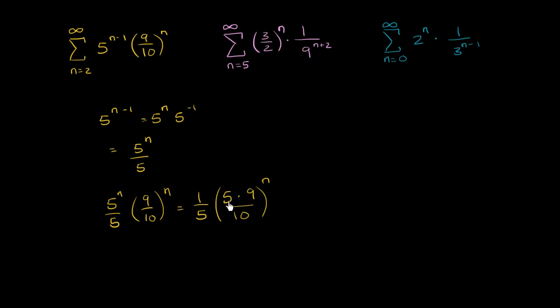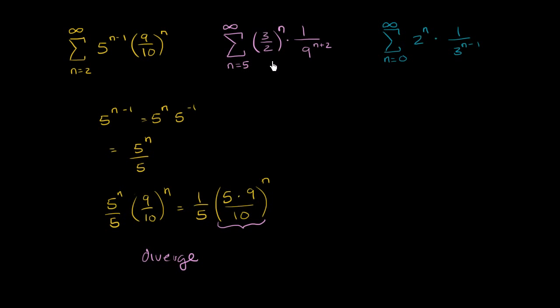And now the common ratio becomes a little bit more clear. This right over here won't be our first term anymore, because we're starting at n equals 2, so we won't view it that way. But this right over here is going to be our common ratio, and is its absolute value greater than or less than 1? Well, 5 times 9 is 45 divided by 10. That's going to give you 4.5. So the absolute value is greater than 1. So this one is going to diverge. This sum is going to go to infinity.